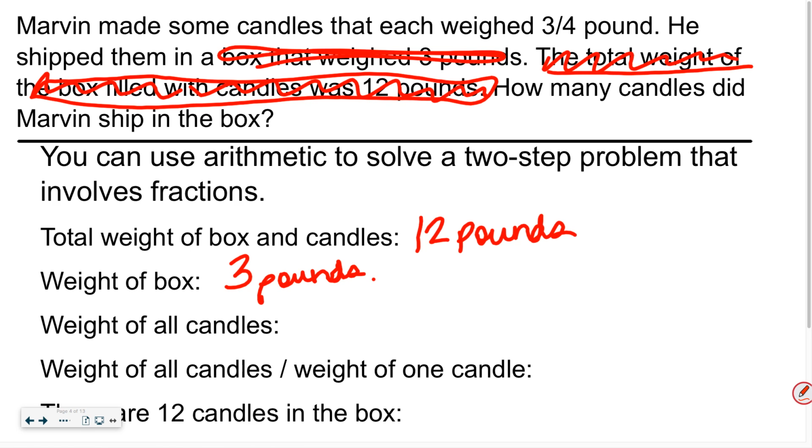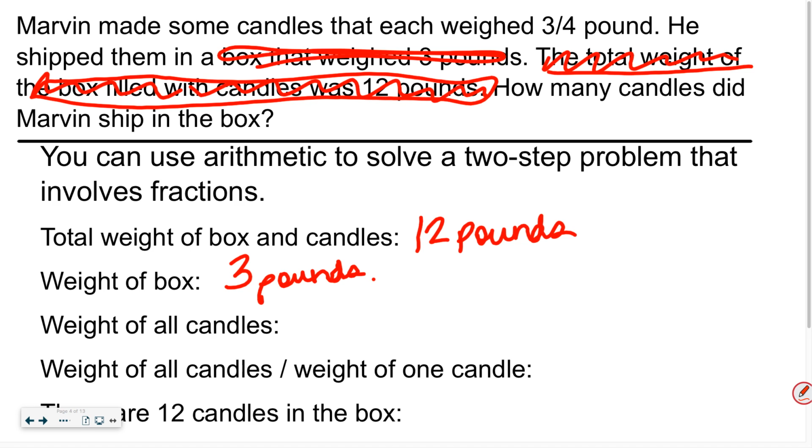Could you figure out the total weight of the candles? The total, not each candle, but the total. What is it? So think about what information we know. We know that the whole thing, the box and all the candles together, is 12 pounds. We know that the box itself weighs 3 pounds. How could you figure out the weight of all the candles?